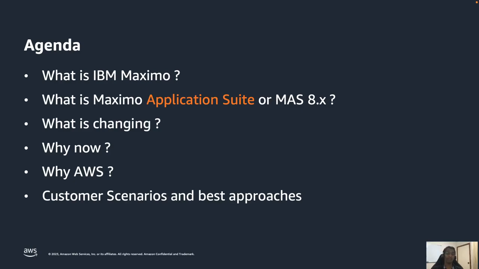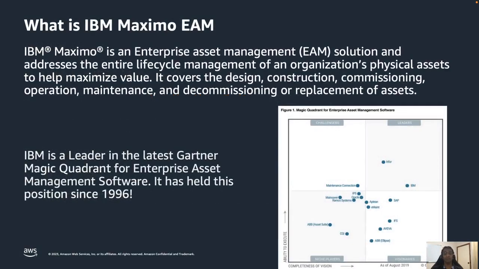All right, let's start off. So what is IBM Maximo? IBM Maximo is an enterprise asset management solution which looks after the entire lifecycle management for an organization's physical assets. IBM has featured as a leader in the Gartner's Magic Quadrant for Enterprise Asset Management Software since 1996. The most current version of IBM Maximo that most organizations run is Maximo 7.